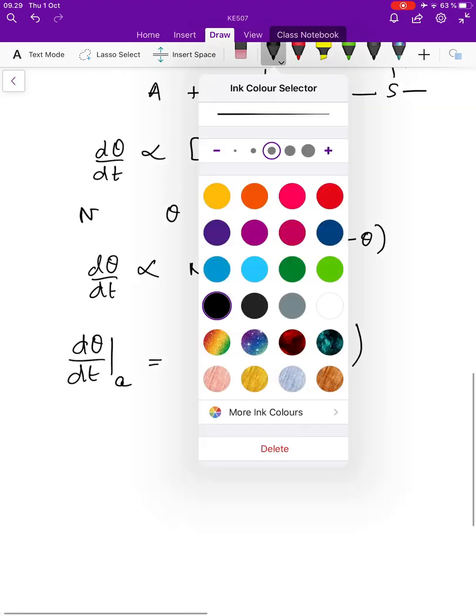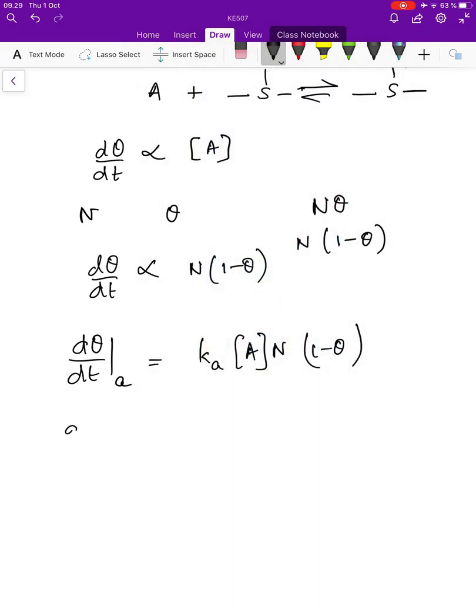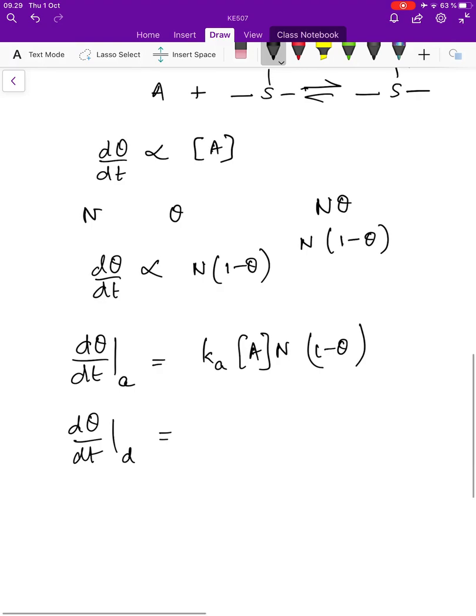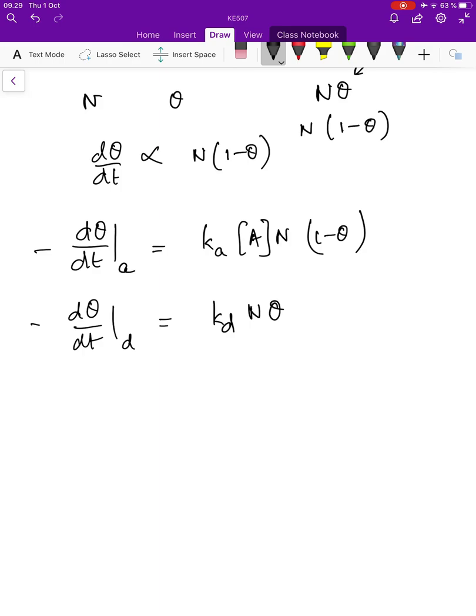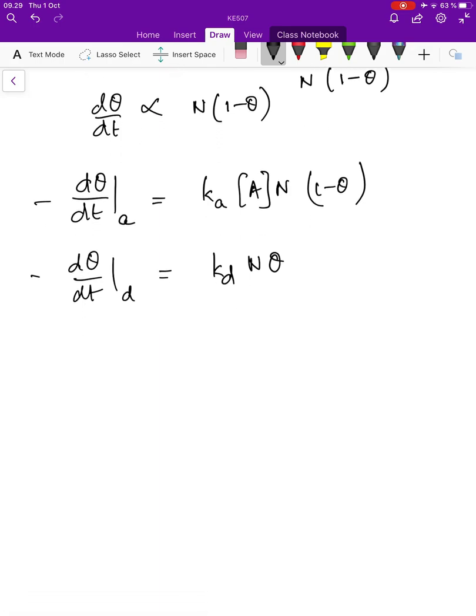The rate of desorption is equal to the rate constant of desorption multiplied by the number of sites which are already occupied, because no desorption can occur from a site which is not occupied. At equilibrium, these two must be equal, since there is no net adsorption or desorption of material.